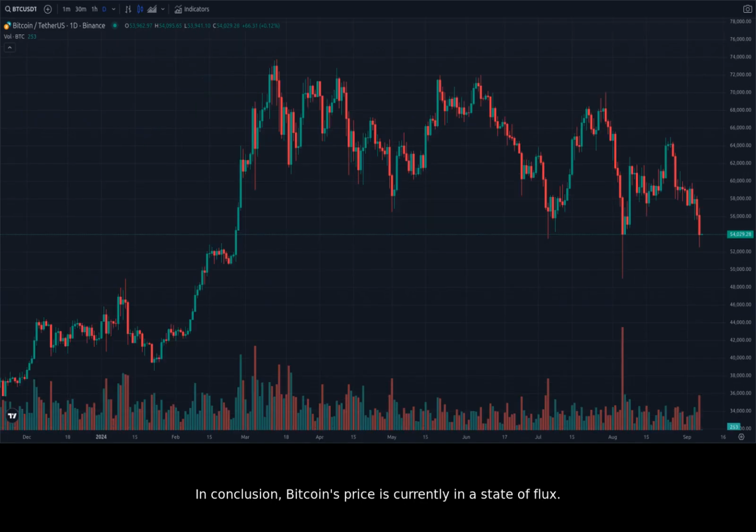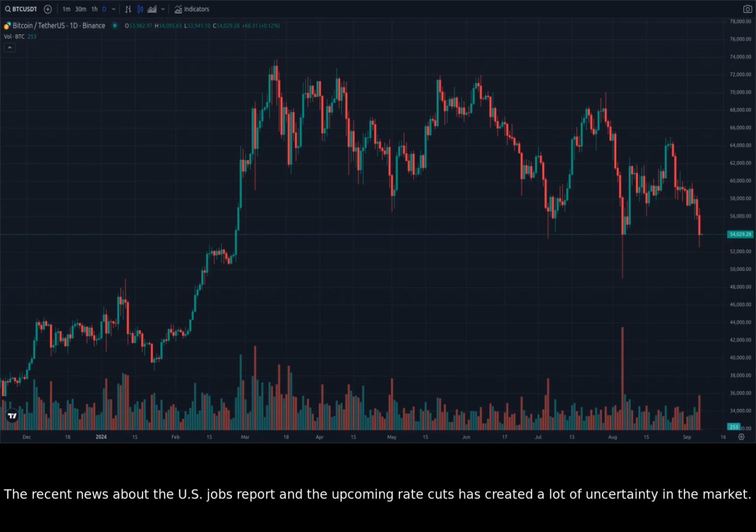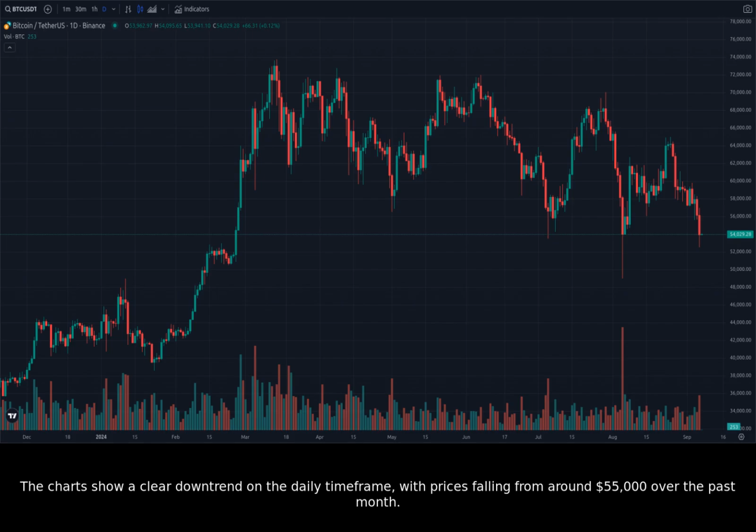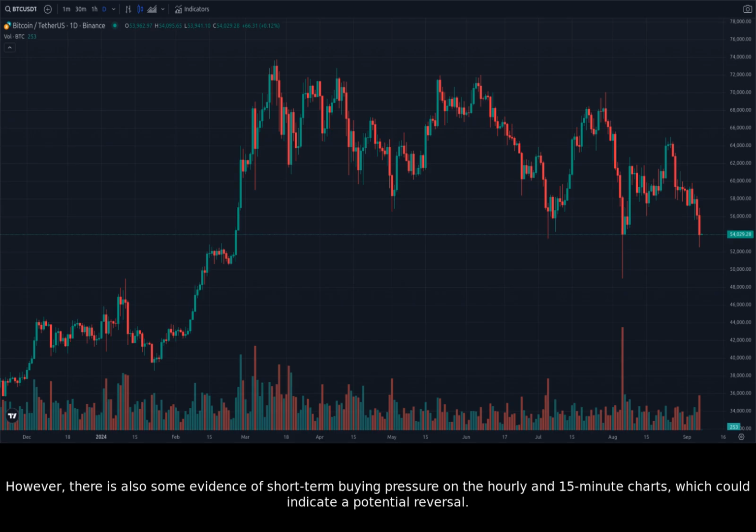In conclusion, Bitcoin's price is currently in a state of flux. The recent news about the U.S. jobs report and the upcoming rate cuts has created a lot of uncertainty in the market. The charts show a clear downtrend on the daily time frame, with prices falling from around $55,000 over the past month. However, there is also some evidence of short-term buying pressure on the hourly and 15-minute charts, which could indicate a potential reversal.